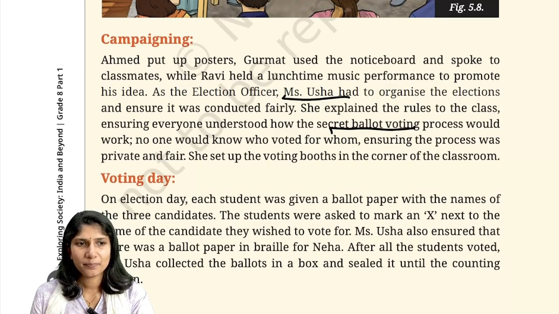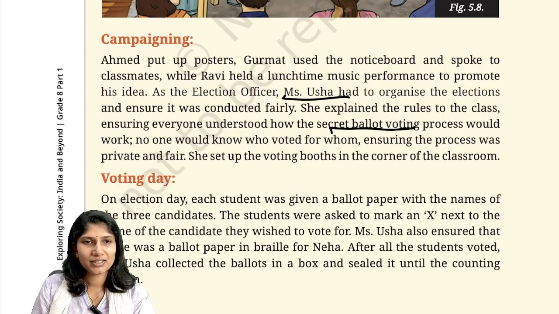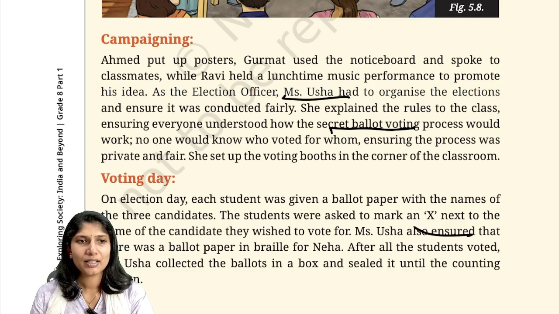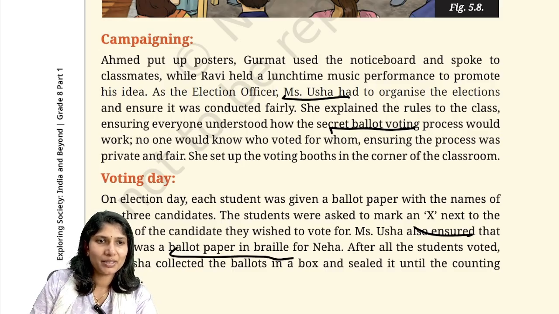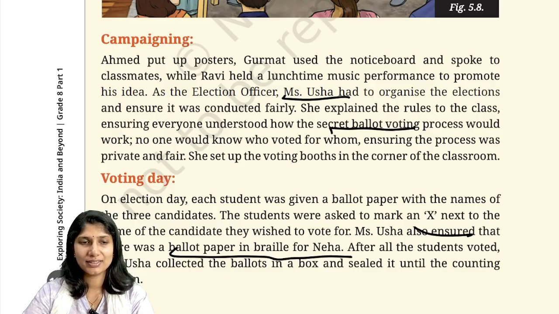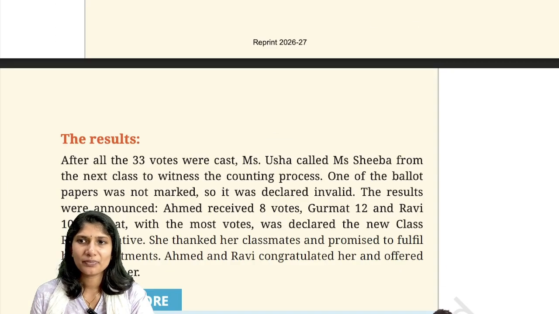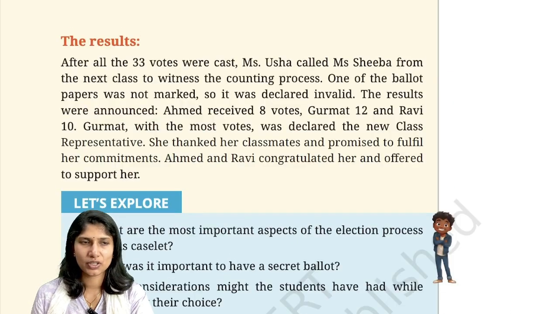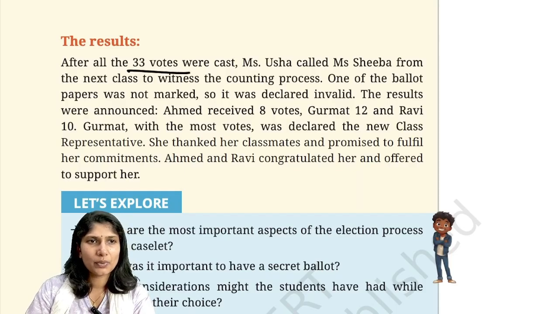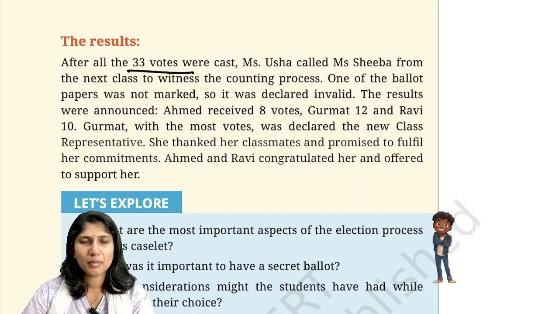On the voting day, they said, okay, three names will be there, whosever name you want to be the class leader, mark an X next to their name, and they will be the class leader based on your votes. They also made a ballot paper in braille for Neha because she can't see. So all the ballots were received and sealed. Finally, in that entire class, the total number of voters was 33. 33 members cast the vote.